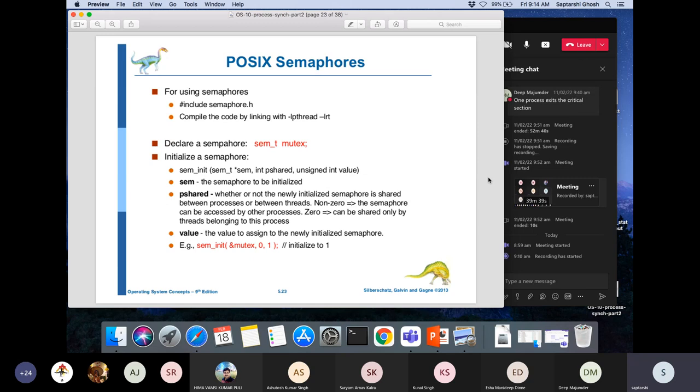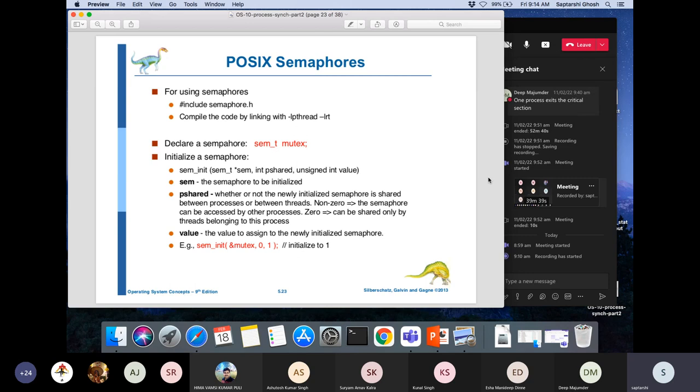Now let us look briefly at some actual library implementations of semaphores. We have discussed this word POSIX earlier. POSIX is a family of standards, and it also defines some standards for semaphores. Like the POSIX pthread library followed the POSIX standardization on threads, similarly there are POSIX semaphores which follow the POSIX guidelines on semaphores.